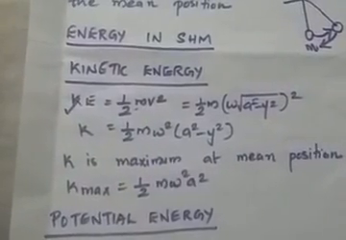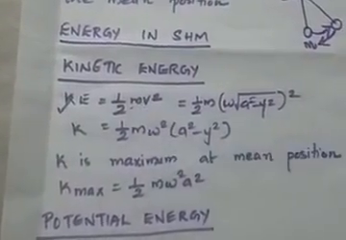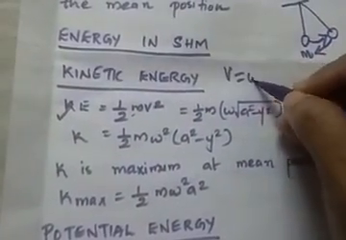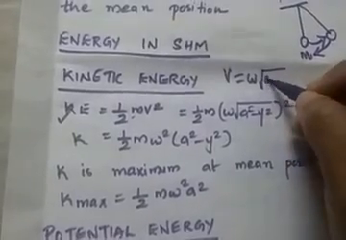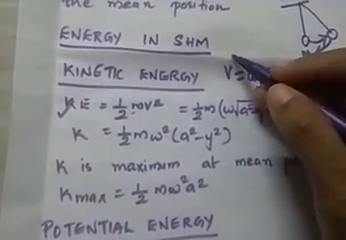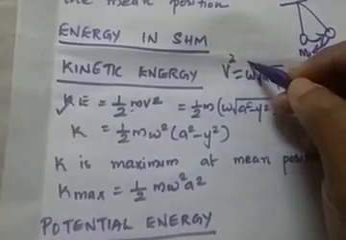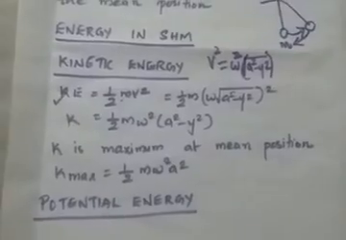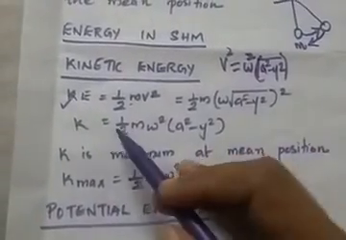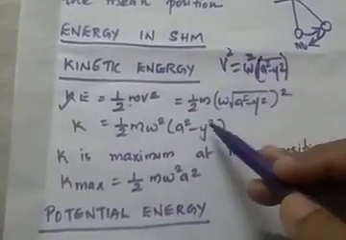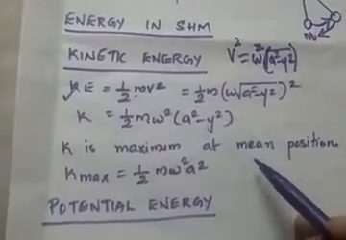So the expression for kinetic energy is half mv square. And in the previous session we got the expression for velocity v. It is omega into square root of a square minus y square. So half mv square means square this expression. When you square, you will get omega square, and this square root will vanish and you will get a square minus y square. So kinetic energy K is equal to half m omega square into a square minus y square.